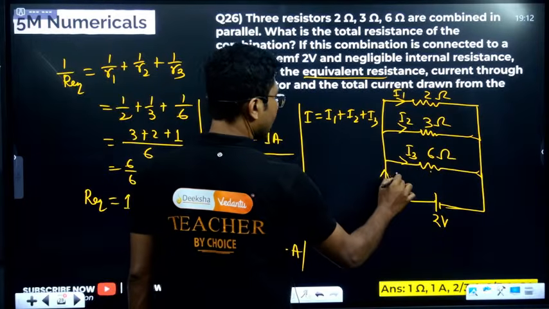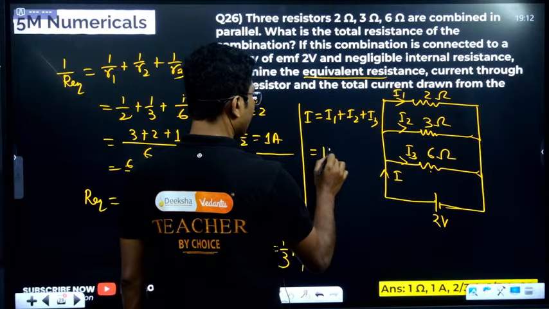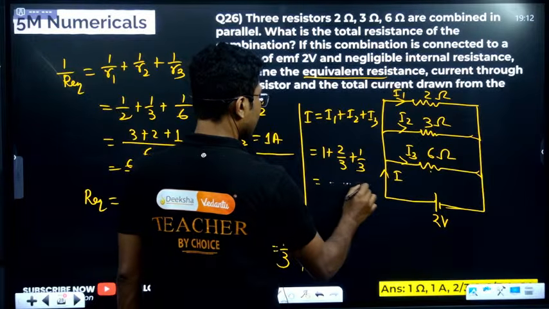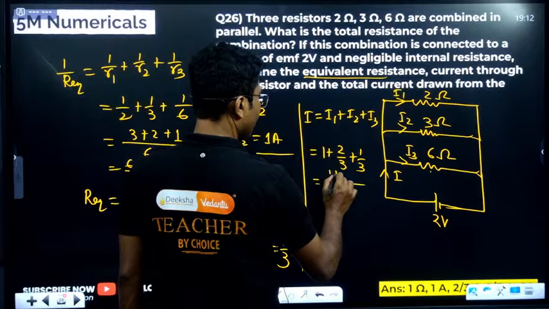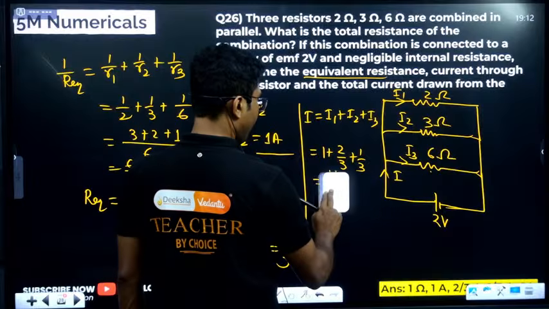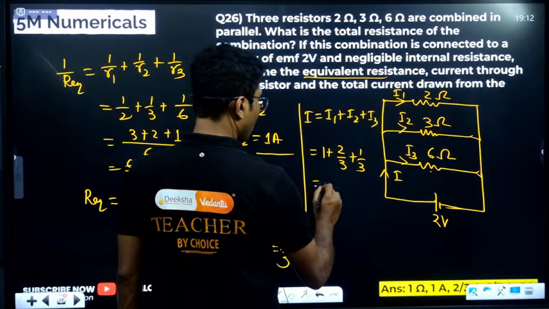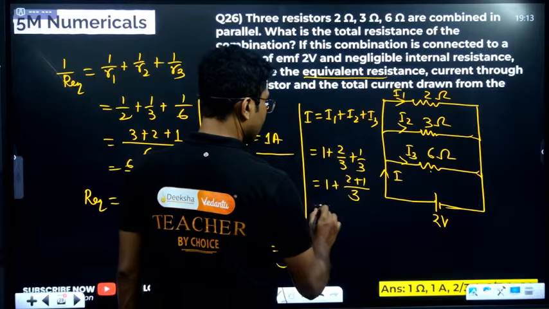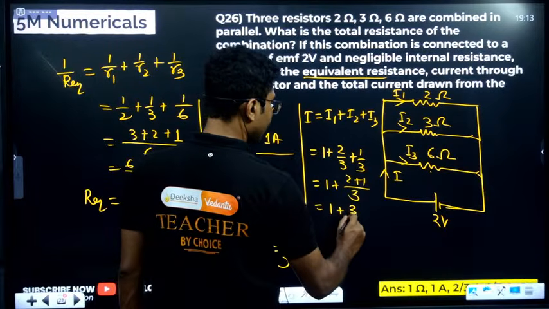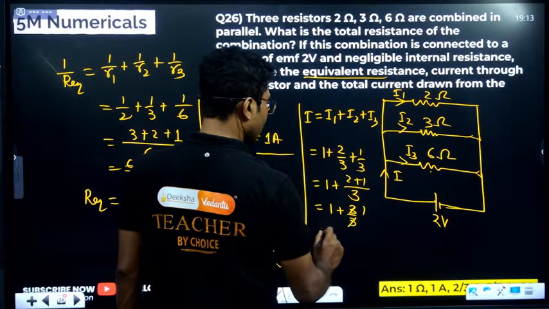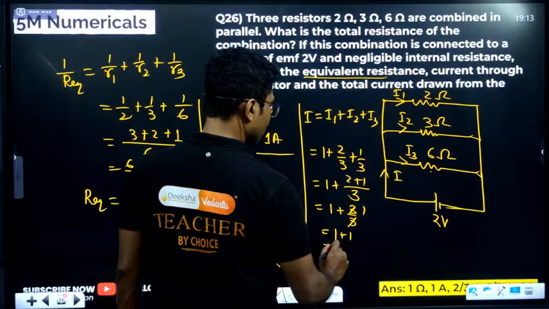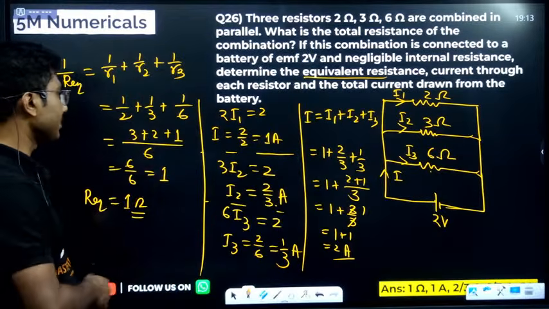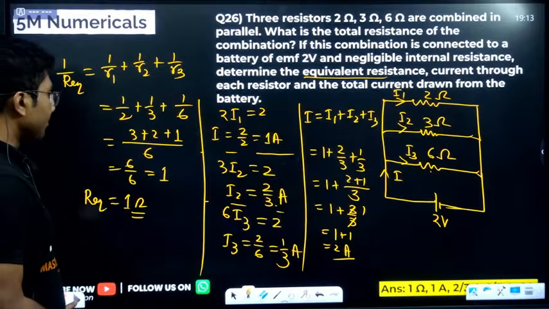Right? This is the total current drawn from the battery, that is 1 plus 2/3 plus 1/3, that is 3... sorry, 1 plus (3 by 3), so that is 1, so 1 plus 1, that is 2 ampere. So this is the total current drawn from the battery. Easy question, just solve step by step, you should get the answer.